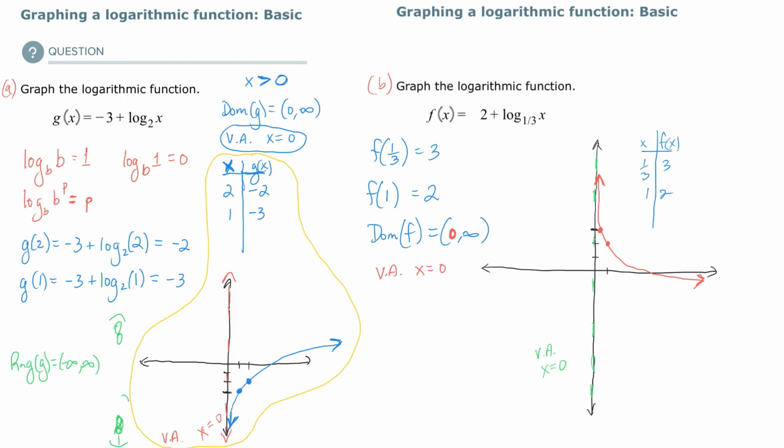You can see the domain is from 0 to infinity. You can see the range is from negative infinity to infinity. You can see its vertical asymptote because you labeled it. And then you labeled the ordered pairs that you plan to connect the dots with. Let's circle our final answer.